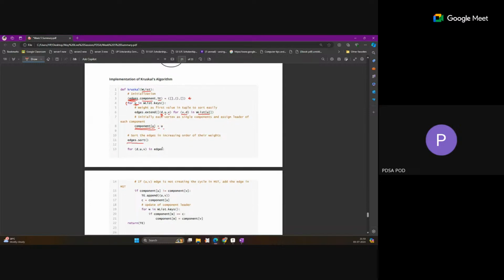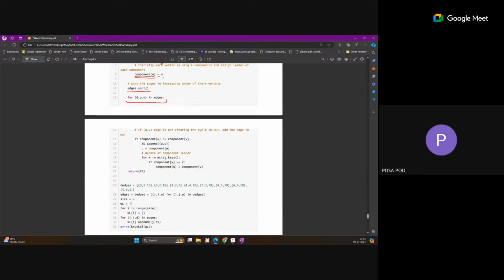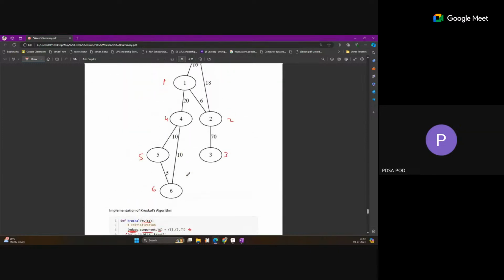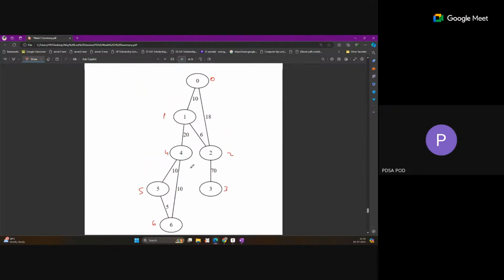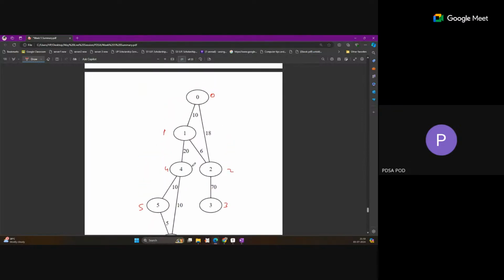Now you can see we are sorting this list. So this edge dot sort will return a list where the edges are sorted in the increasing order of the weights. And now we are traversing each edge and we are checking if component of u is not equal to component of v. So what is this? In each edge, we are maintaining the same information for this graph. Let me explain this also.